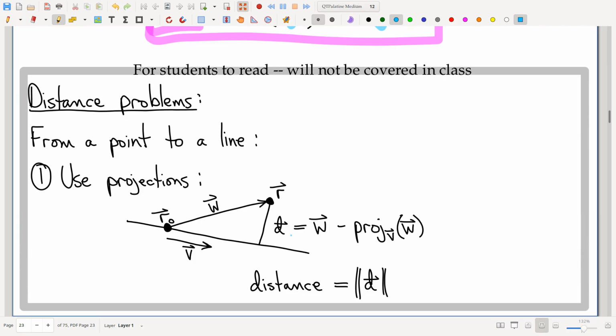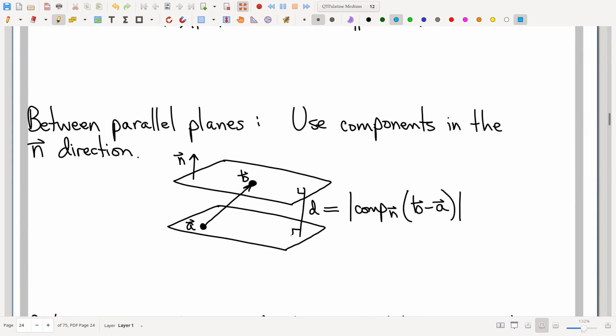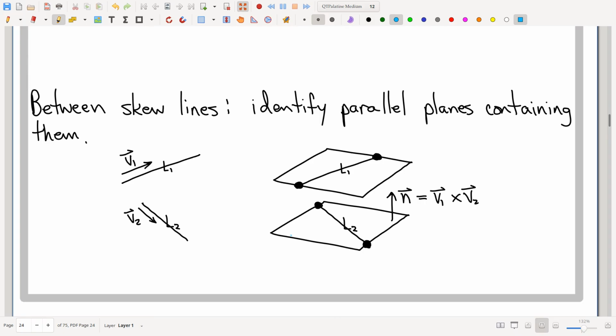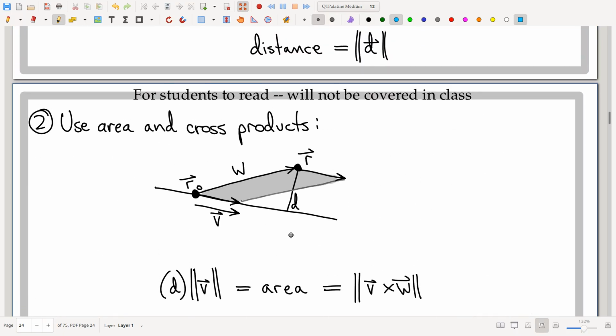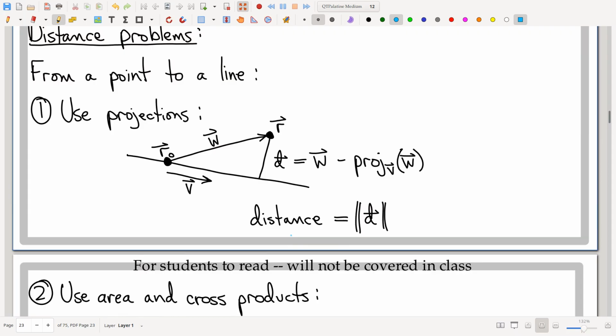There are several discussions in the book about what we'll call distance problems. How far is this point from this line? What's the distance between two parallel planes? What's the distance between two skew lines, skew meaning that they're not parallel and they don't intersect? So they're basically two random lines that don't have anything in common. How do you find the distance between those lines? How do you find the distance between these planes? These are all cute little tricks.